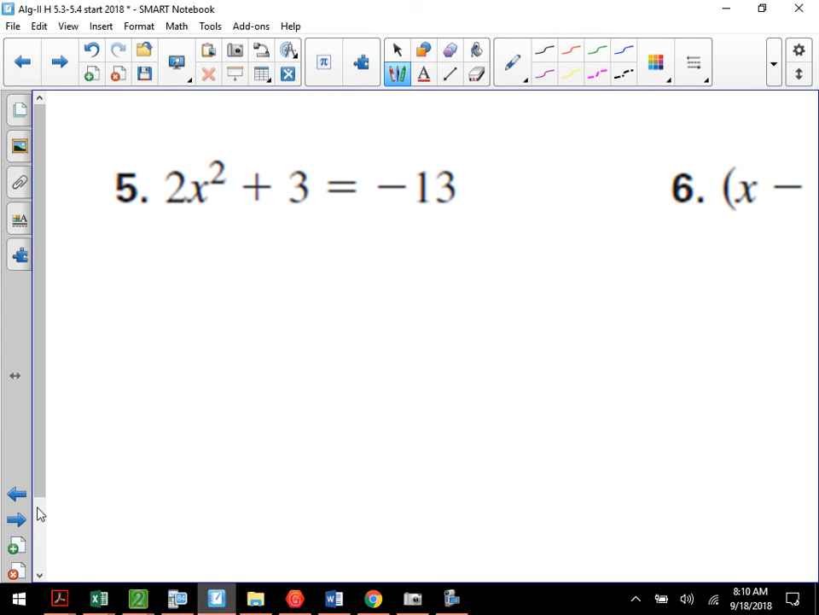Subtract the 3. Perfect. When I subtract 3, I get 2x squared is negative 16. Now what do you do? You divide by 2. Notice it's the same procedure. X squared is negative 8. Square rooted. You're taking a square root over an equal sign, so it has to be plus or minus. And what was the square root of 8? 2 root 2, but now it's negative 8, so it'll be imaginary.